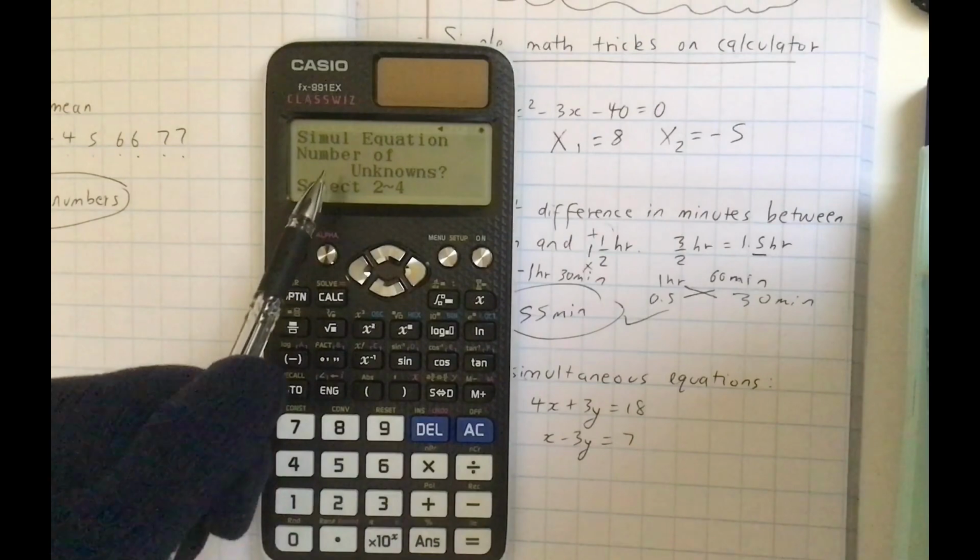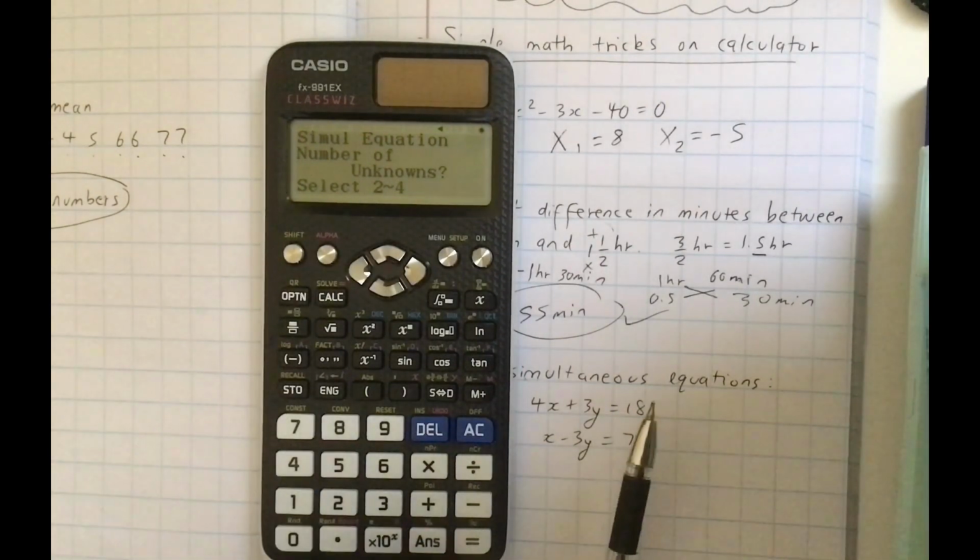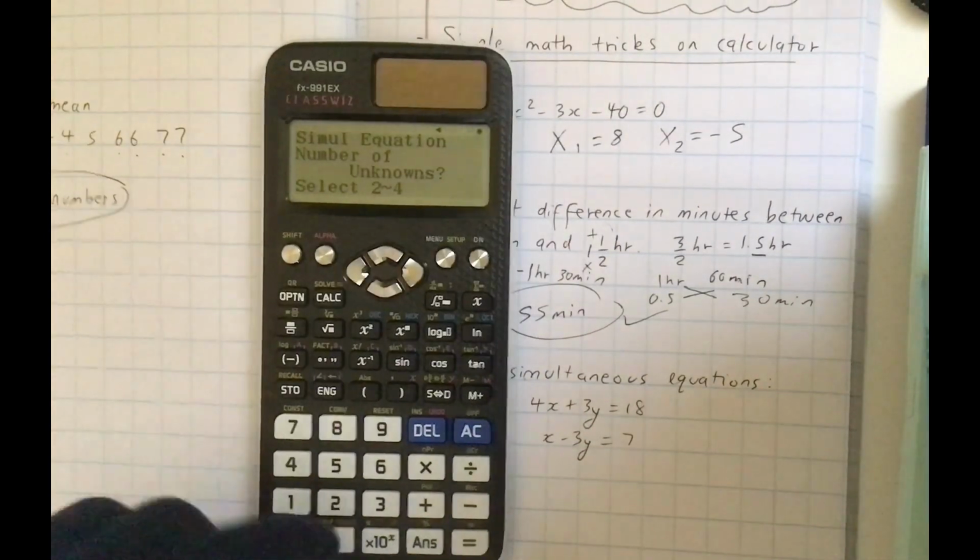Once you do that, you have to find the number of unknowns. So here, there are only 2, right? There are only x and y. So there are only 2 unknowns, so you just hit 2.